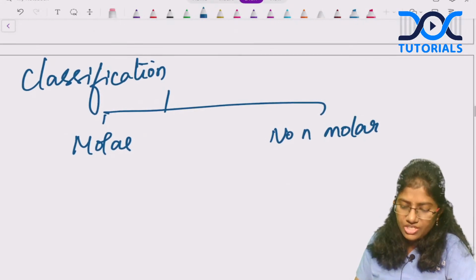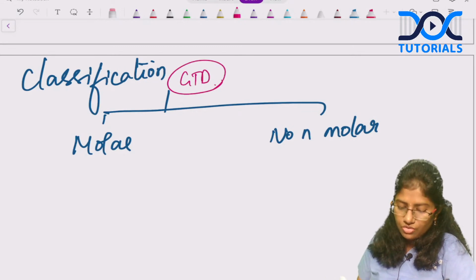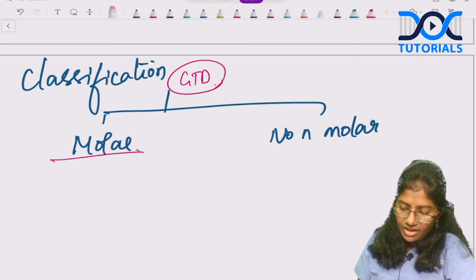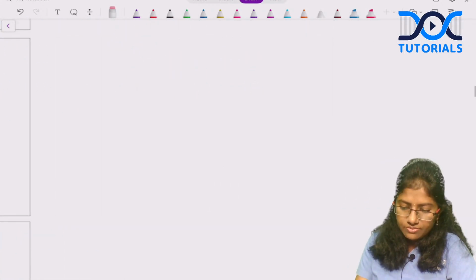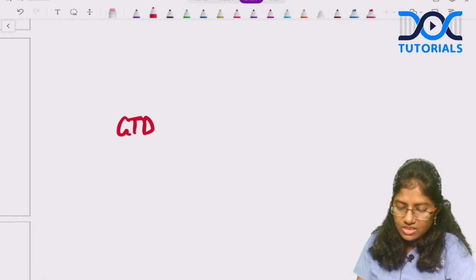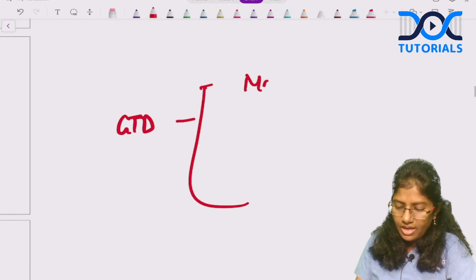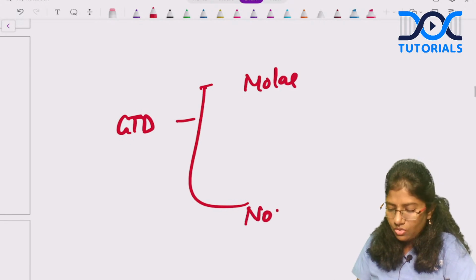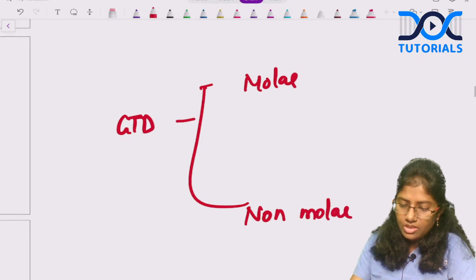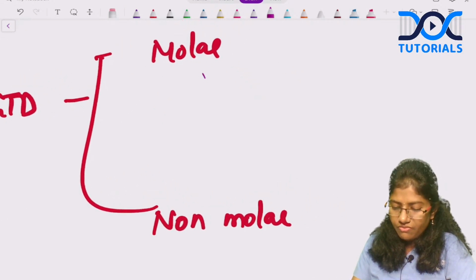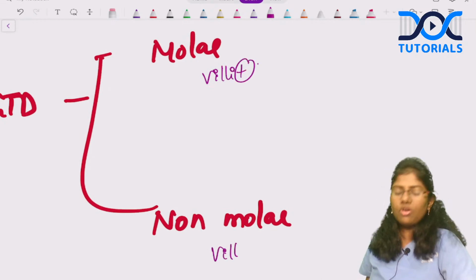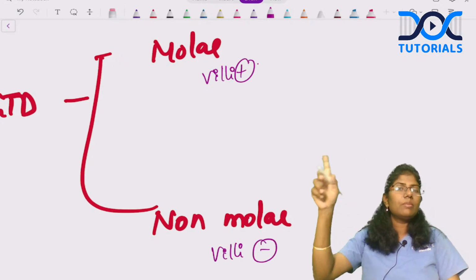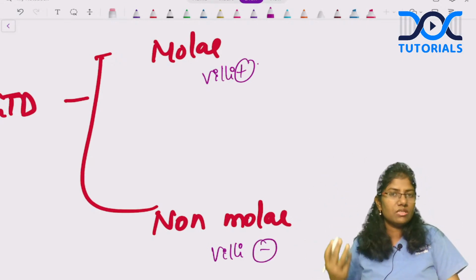Now, how do we classify gestational trophoblastic diseases? We classify them into molar and non-molar. Molar is where the villus pattern is present. Villi is present, so you call it molar. In case villi is absent, you call it non-molar. Those finger-like projections in the placenta, if that is there, it's molar. If that is not there, it's non-molar.